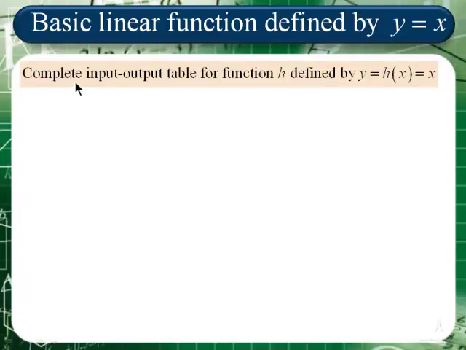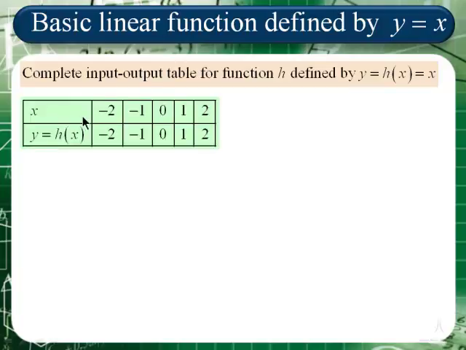Let us consider the basic linear function defined by y equals x. Firstly, we complete the input-output table for the function h defined by y equals h of x equals x. So the y and the x values are actually the same. In other words, the output is the same as the input. So it's a relatively easy table to complete. I've selected here 5 values of x, and then the y values, or the output values, are exactly the same because y is equal to x.